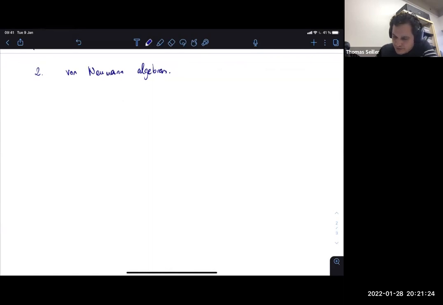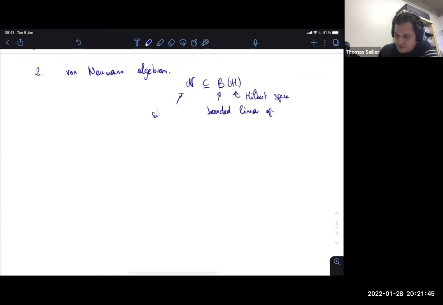Usually, just to give a formal definition, it's a subalgebra of B(H). So H is a Hilbert space, B(H) is the bounded linear operators, and this is a subalgebra closed for some topology. Let's say the weak operator topology. Right, so it's a pointwise topology that you can define.